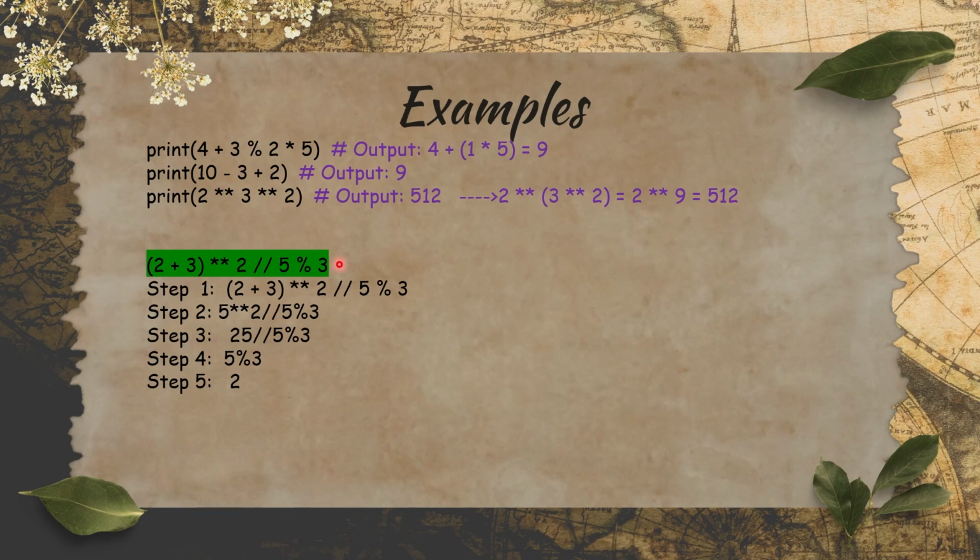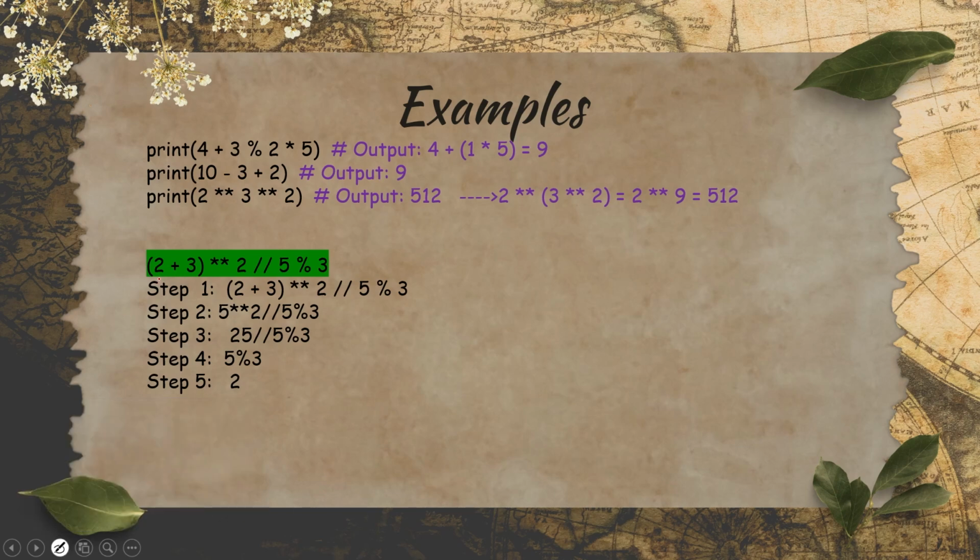Now take this expression: 2 plus 3 exponent 2 integer division 5 modulus 3. As we all know, anything inside the parenthesis needs to be evaluated first since parenthesis has the highest priority. So write down the expression clearly so that it will be clear for you while solving. Now I will try to solve whatever is there in the parenthesis. So what do we have inside the parenthesis?